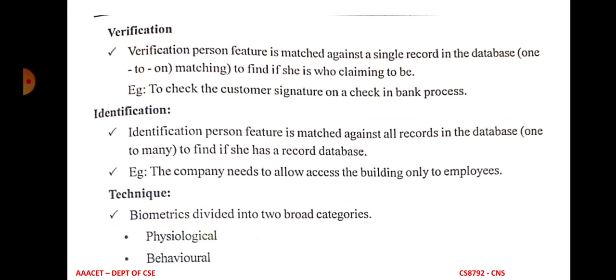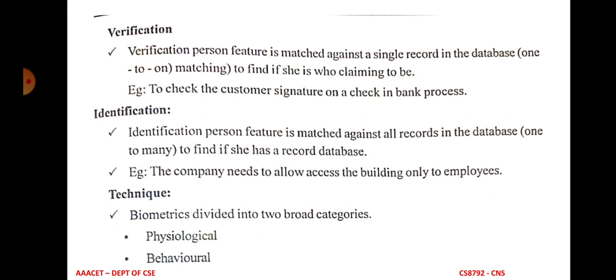So identification means the company needs to allow access to the building only to employees. For example, if you are entering the college, we are using our ID number or biometric, right? That is identification. But in a bank, they are checking the sign on the check, that is known as verification. That is verification, this is identification, right? This is the difference. So you should remember the example, then you can get the clear concept.